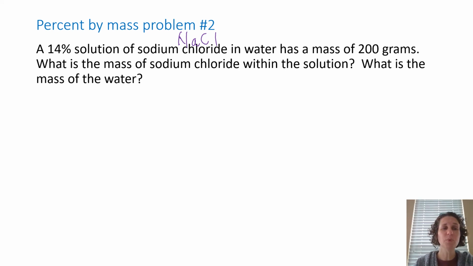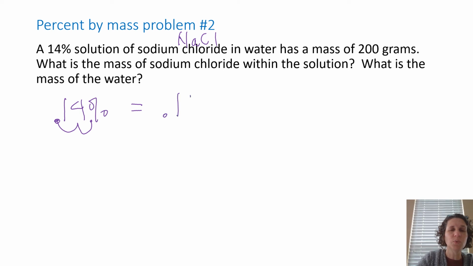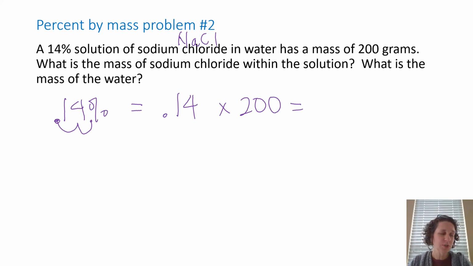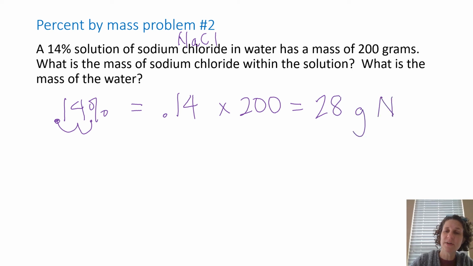So step one, I'm going to take my 14% and I'm going to change it to a decimal. I'd move my decimal 2 places, so I'd have 0.14. And then I'm going to multiply it by my total. So 0.14 times 200 for the solution. 0.14 times 200 is 28 grams, and that is of the NaCl.